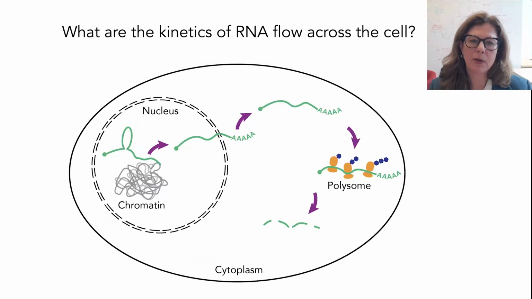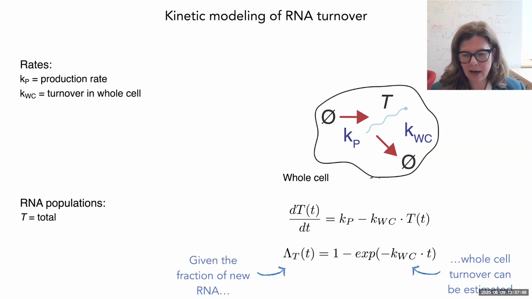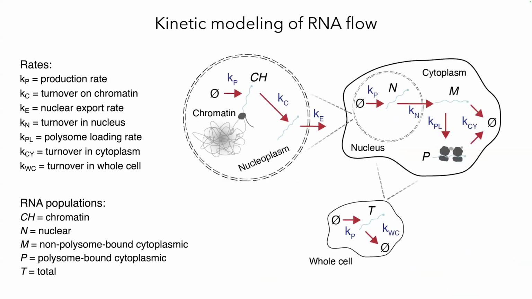But with our data, we wanted to go a lot further and actually determine the kinetics of RNA flow and use modeling in order to estimate the rates of turnover as the RNA is moving throughout the cell. And so using ordinary differential equations, this has been done before to model the whole cell turnover, as I've indicated here. With an estimate of the new RNA, you can actually measure the whole cell turnover. And so we can then do that with lots of compartments, and I'm not going to write down all of the equations, but basically we modeled it as follows.